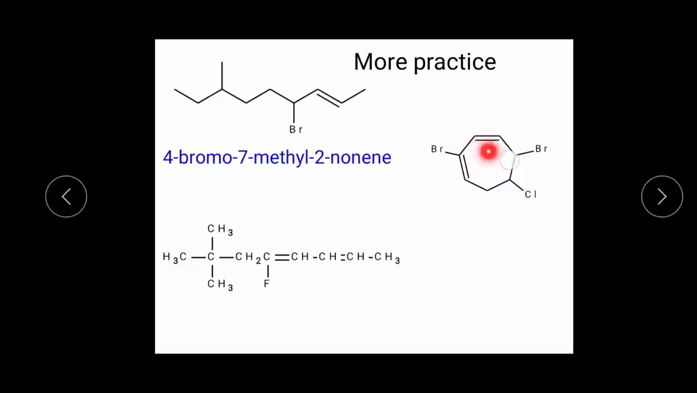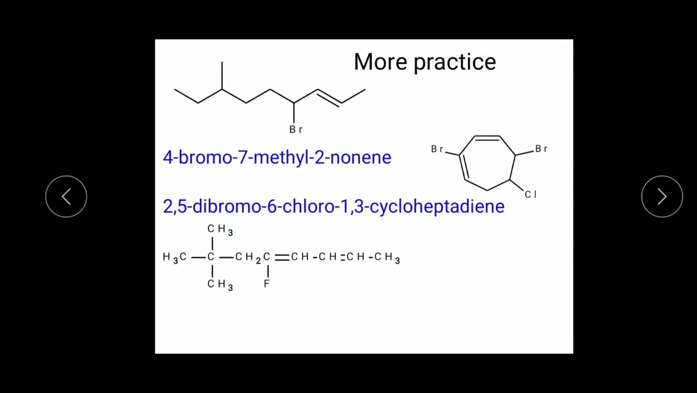Next, we have here a closed structure or ring structure. Now, for this particular structure, we are going to name the structure based on the double bond. This structure is a 2,5-dibromo 6-chloro 1,3-cycloheptadiene.